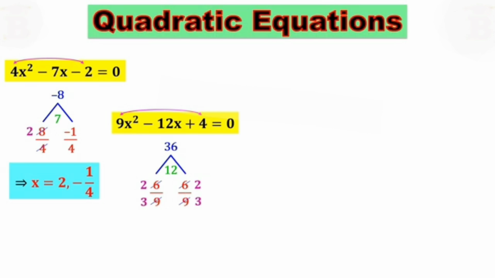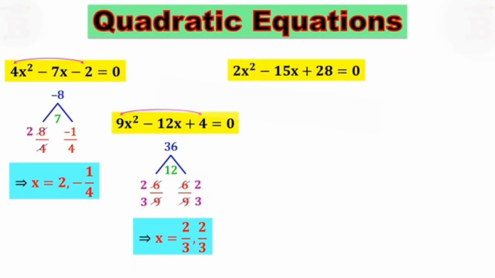Divide by the first number 9. Then we will get 6 by 9, 6 by 9. 6 by 9 reduces to 2 by 3. So x equal to 2 by 3, 2 by 3. This quadratic equation has equal roots.